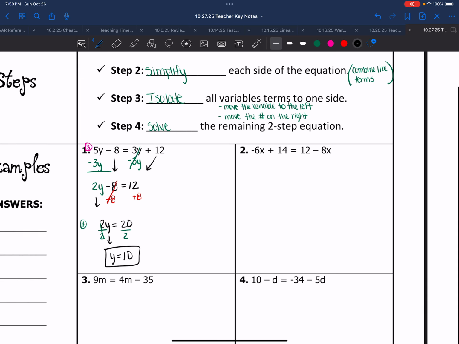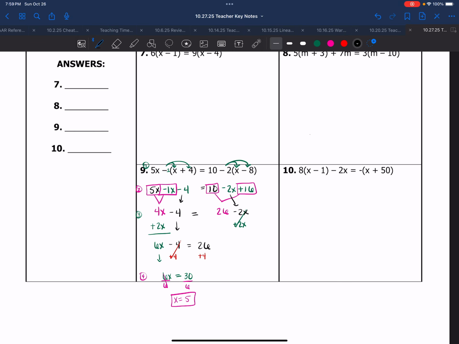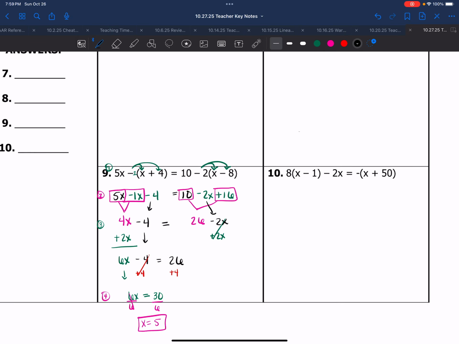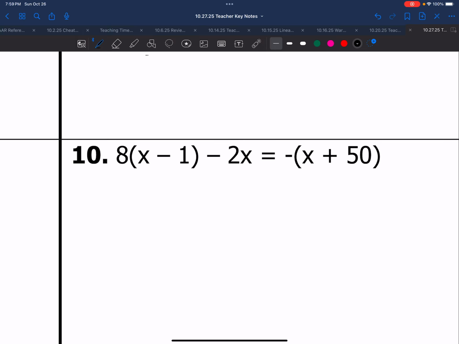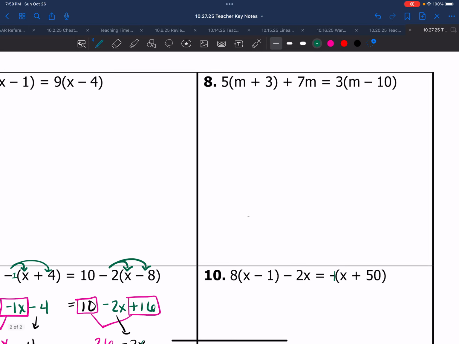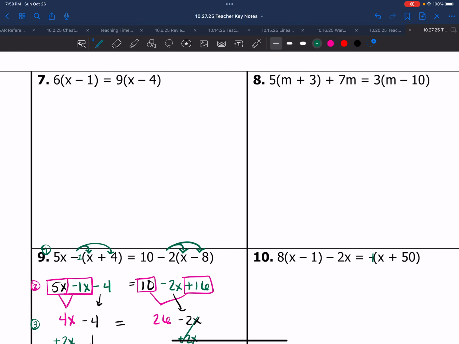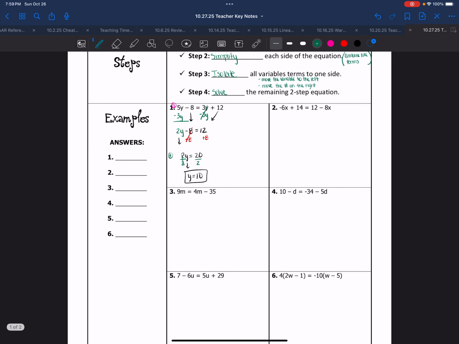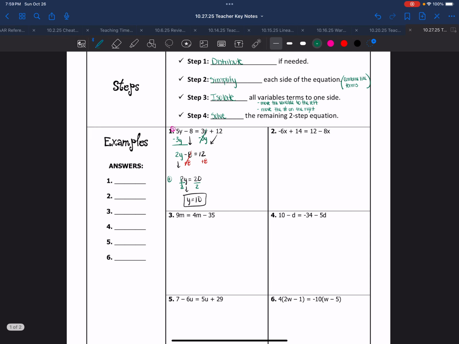So what you guys are going to do is work on the other ones and see what needs to be done. For example, number 10, remember there is an invisible 1 right here, so you're going to need to distribute. Anytime there's a number in front of parentheses, you're going to distribute. And there are going to be ones that you don't have to do that with.